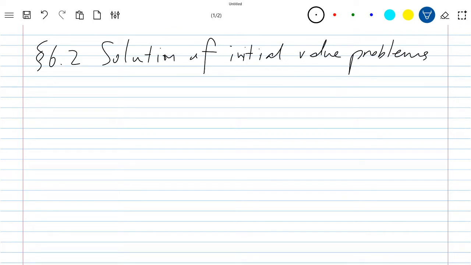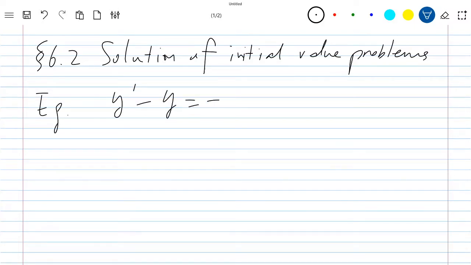6.2 Solution of initial value problems. Today we will learn how to use Laplace transform to solve a differential equation. Let's start from the simplest one, a first order equation.